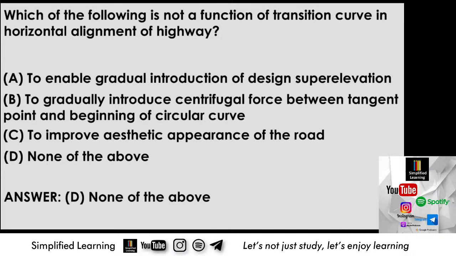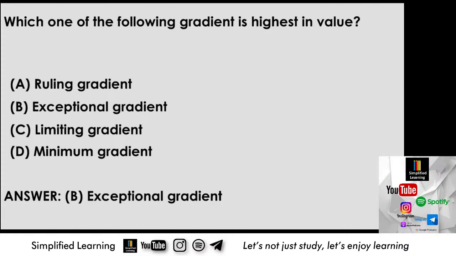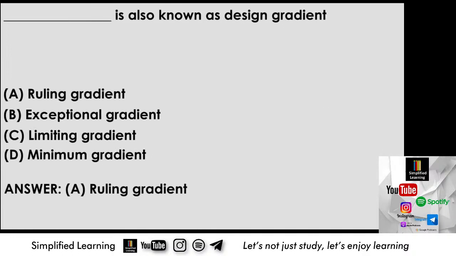Which of the following is not a function of transition curve in horizontal alignment? Enabling gradual introduction of super elevation, gradual introduction of centrifugal force between tangent point and beginning of circular curve, and improvement of aesthetic appearance of the road are all functions. So none of the given options is correct. The IRC recommended transition curve is spiral. Okay, it is spiral. Then exceptional gradient has the highest value out of the following. Ruling gradient is also known as design gradient.